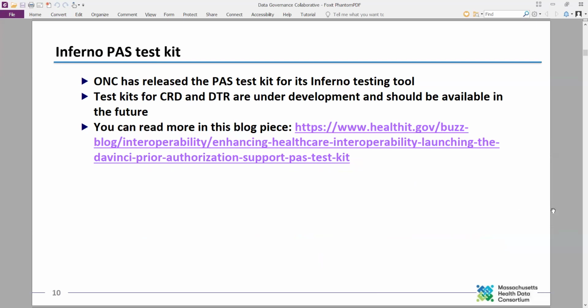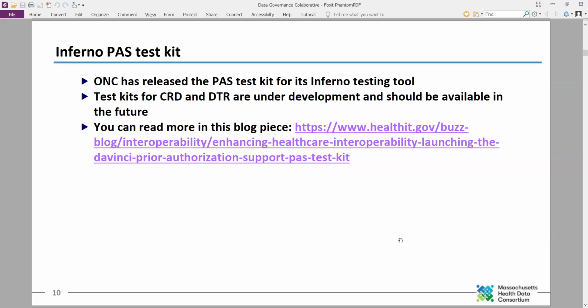All right, this is just a really quick update. We talked about some other Inferno test kits that have been released recently. ONC is making a push to get additional test kits out for Inferno, which is its testing tool. They have just released the PASS test kit, the third step in the prior authorization process. Test kits for the first two steps are under development and in testing and should be available in the future. They didn't put a specific timeline on that, but you can find a bit more detail in this blog piece. Any questions or comments or thoughts there?